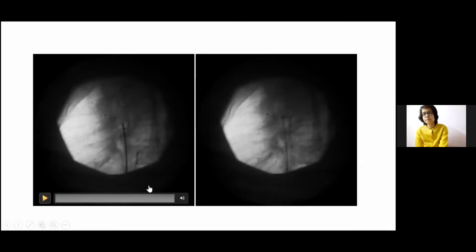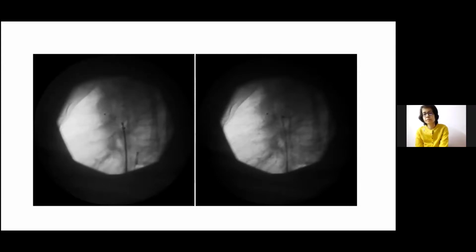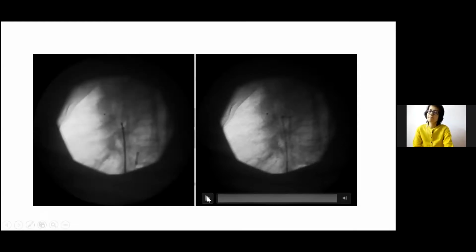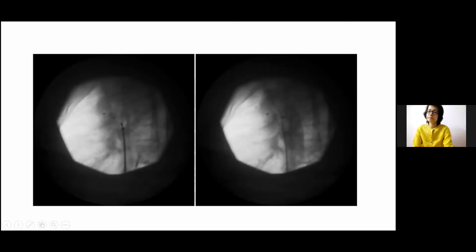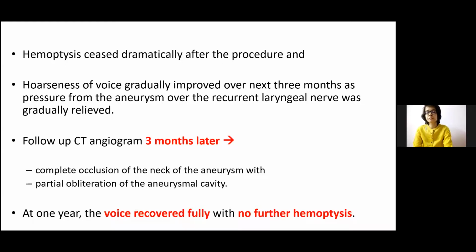So this is the release of the device. You can see it's released and it took its predestined shape. The neck of the aneurysm was snugly fitted by the intervening portion. That's the bridge of the device. And on angiogram as well, on an LAO view, we showed that there was no obstruction to the descending thoracic aorta. Vitals of the patient were completely normal and he tolerated the procedure very well.